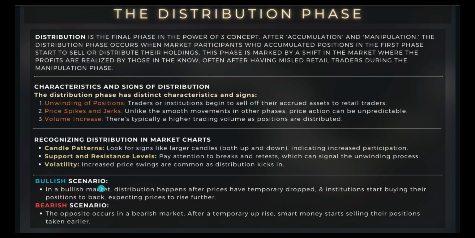Now, bullish scenario. In a bullish market, distribution happens after prices have temporarily dropped, which would be the temporary manipulation phase, and institutions start buying their positions back, expecting prices to rise further. Now, for a bearish scenario, the opposite occurs. In a bearish market, after a temporary uprise, smart money starts selling their positions taken earlier.